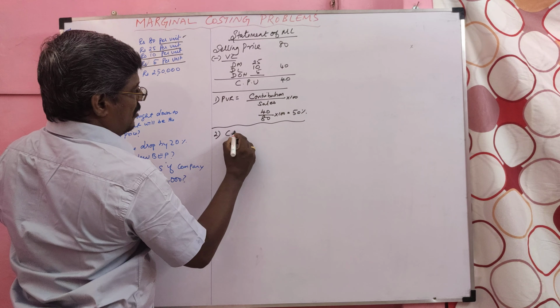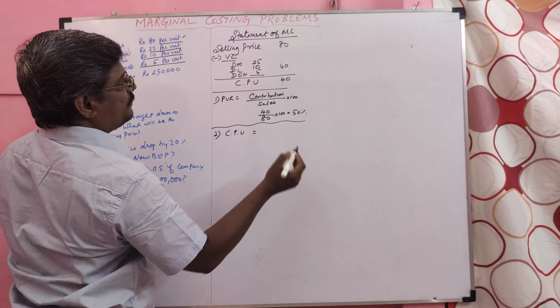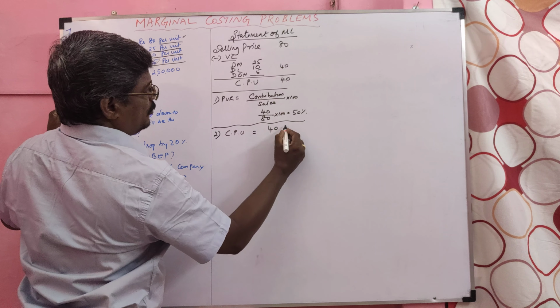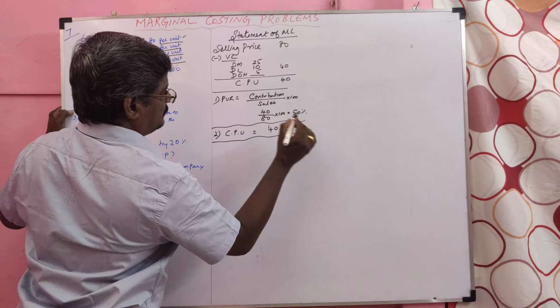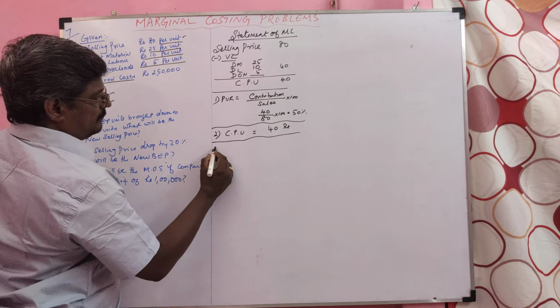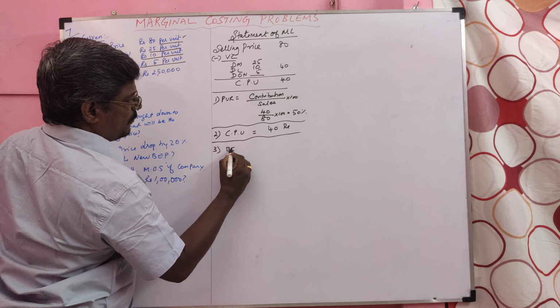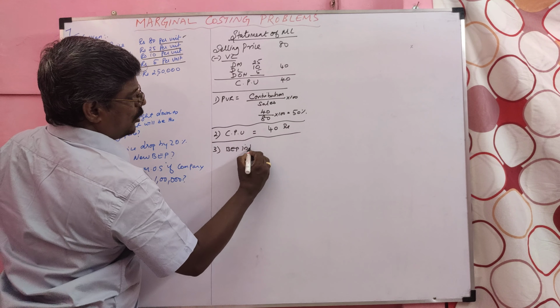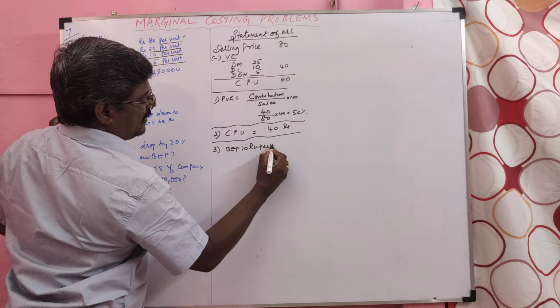Second question is contribution per unit. That we need not find. Already we found how much? 40 rupees per unit. Then third question. Break-even point in rupees.